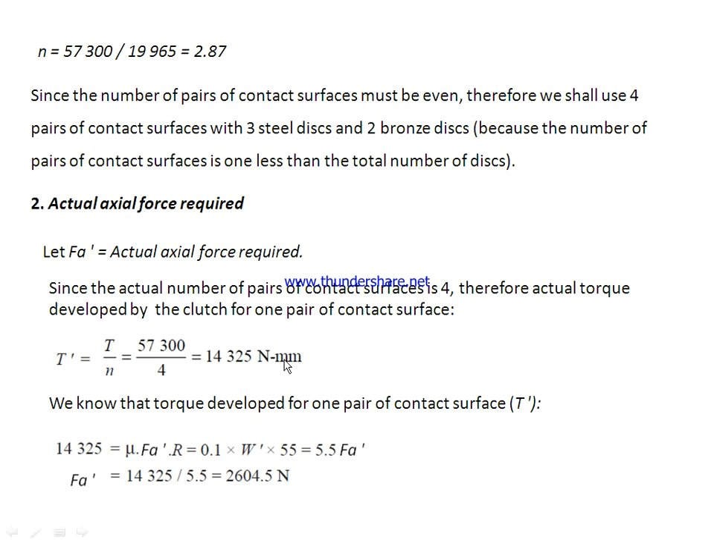So T dash is the torque transmitted by one pair of contact surfaces. Now we know that the torque developed for one pair of contact surfaces is so much. Here you see you are not using n for one pair. So by substituting the values here, we will get FA dash as 2604.5 newton. So this should be FA dash, not W dash, FA dash.